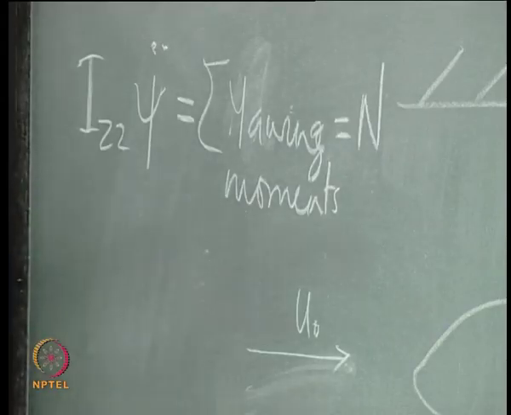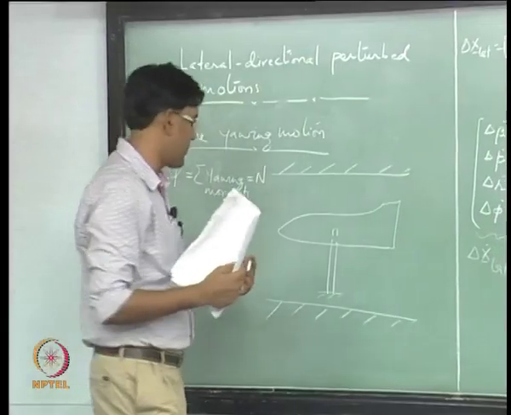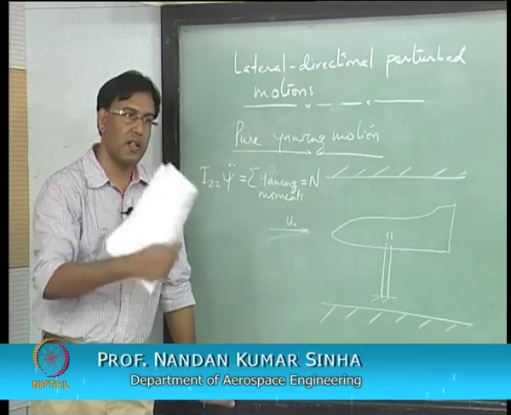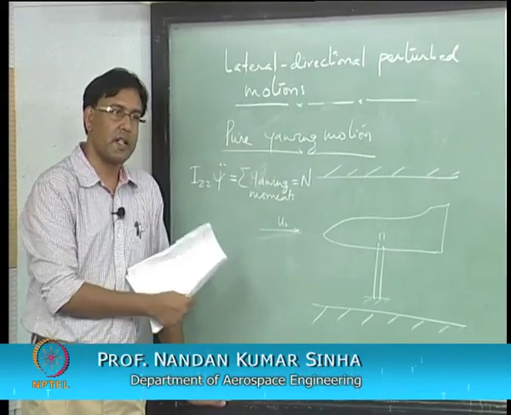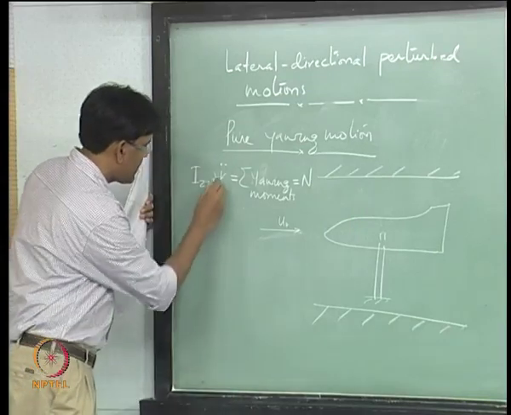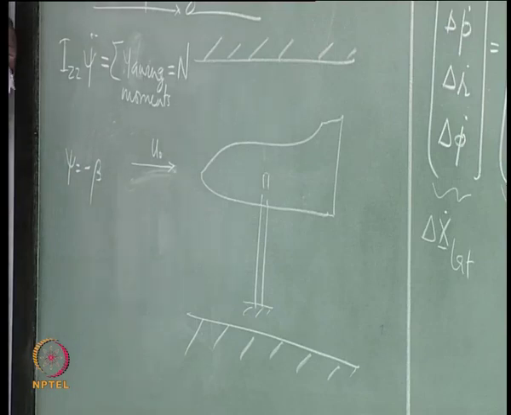Okay. Let us again repeat the procedure. We have to linearize this, right. So, we are assuming that again the aircraft axes are aligned with the fixed frame of reference, so that this psi is also minus beta.